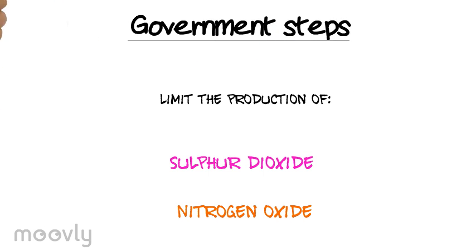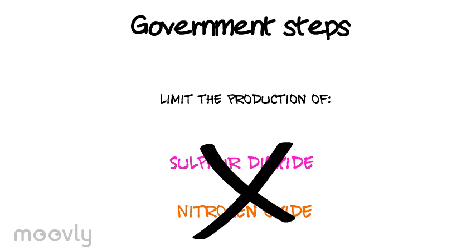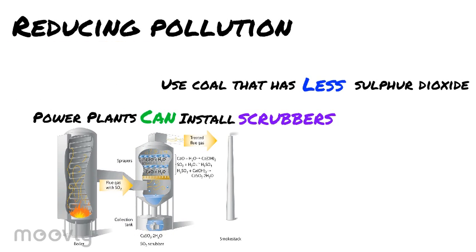There are so many ways to reduce acid rain. Now, the government is taking action by reducing the use of sulfur dioxide and nitrogen oxide. Scientists have found some ways to reduce the amount of sulfur dioxide from coal-burning power plants. One of them is to use coal that contains less sulfur, and the other is to wash the coal to remove some of the sulfur. Power plants can install equipment called scrubbers that remove sulfur dioxide from the gases leaving the smokestack.